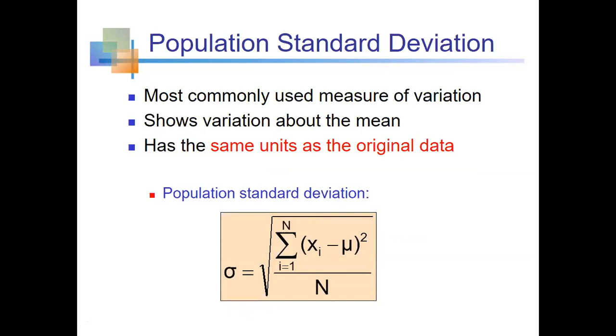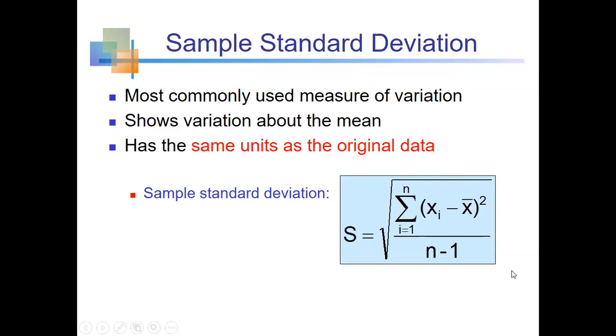So this is the formula for population standard deviation. Population standard deviation is the most commonly used measure of variation. It shows variation about the mean and has the same unit as the original data. And this is the sample standard deviation.